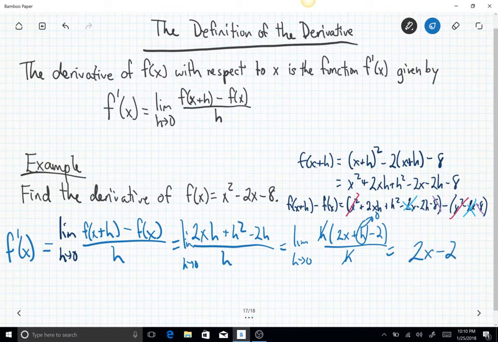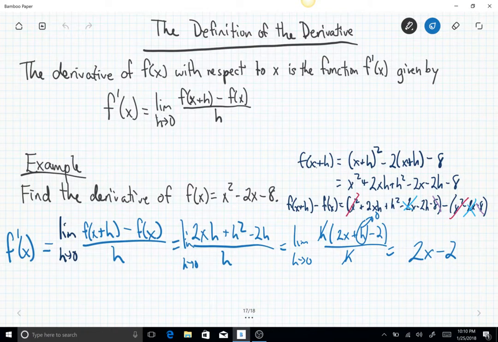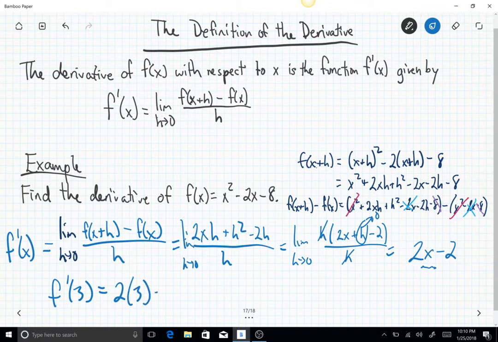So what's the big deal, right? If you look at the previous one, notice we were looking for the tangent line at x equals 3, and we found our answer was 4. Let's check this out real quick. If we go f prime of 3, notice we plug that in for the x in our derivative equation. That's 2 times 3 minus 2.